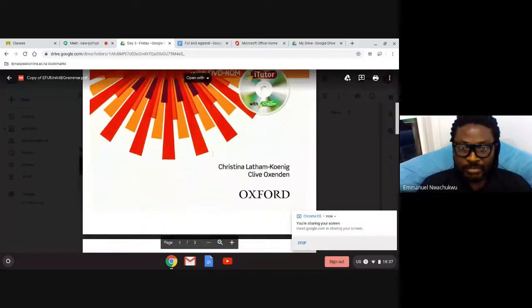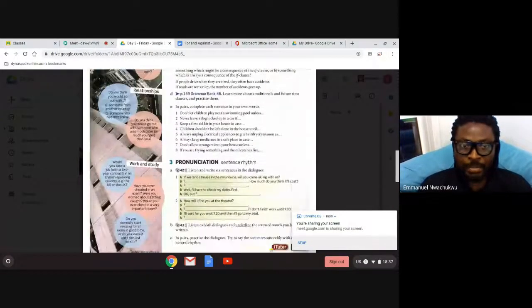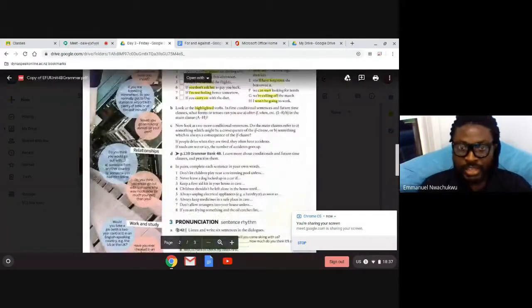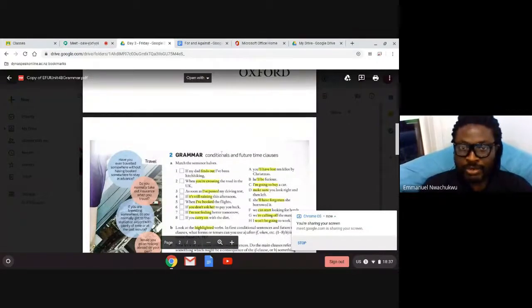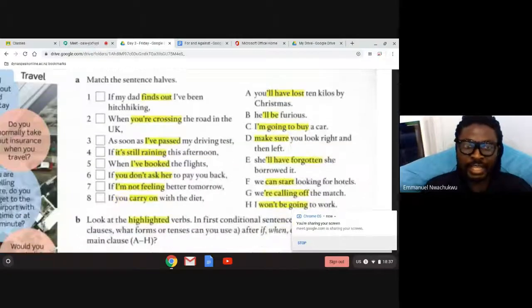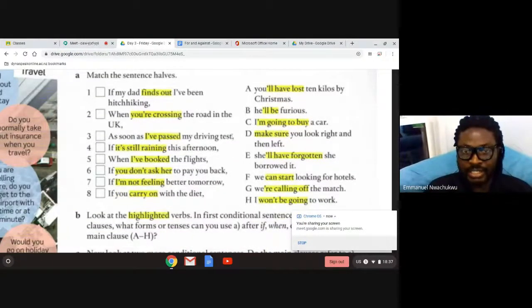If you've got the textbook, the pages that you want to look at are pages 39 and 139. The unit is unit B, conditionals and future time clauses. The first task is to match these clauses to make a sentence. On the left-hand side, numbered 1 to 8, are the first parts of the sentence, the first clause. Read through them and match them to these completions, lettered A to H.